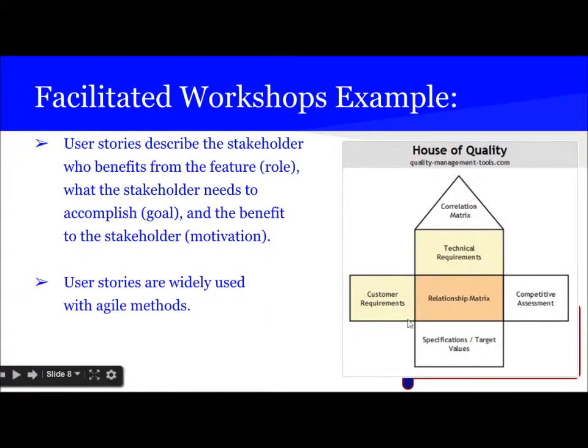This is how the House of Quality QFD looks. Here at the top on the roof is a correlation matrix, then is the technical requirement, then is the relationship matrix. Here is the customer requirement, then here is the competitive assessment, and here is specification or target values. User stories describe the stakeholder who benefits from the feature (role), what the stakeholder needs to accomplish, and the benefit to the stakeholder (motivation). User stories are widely used with agile methods.